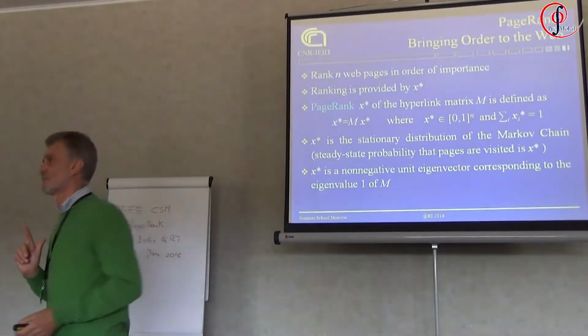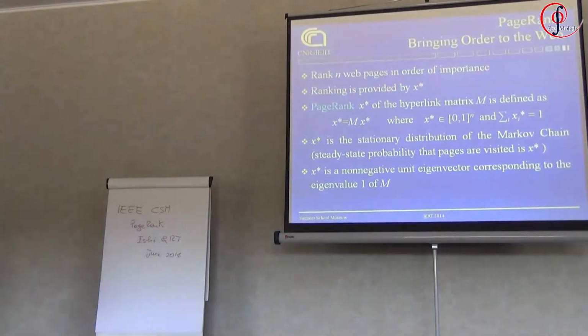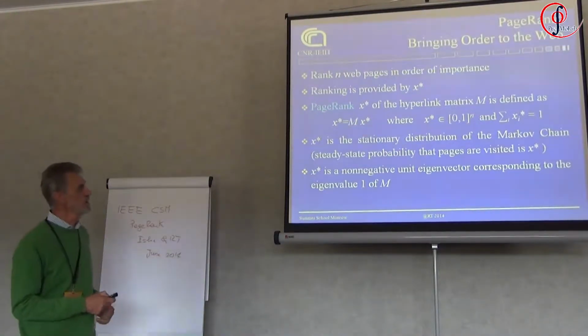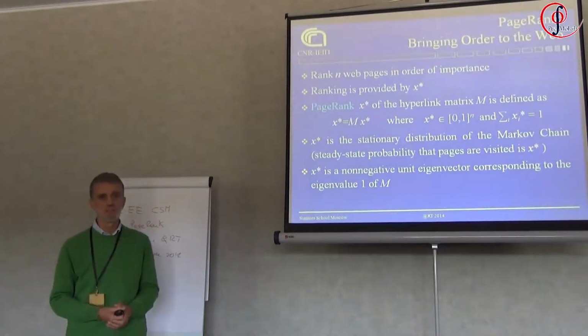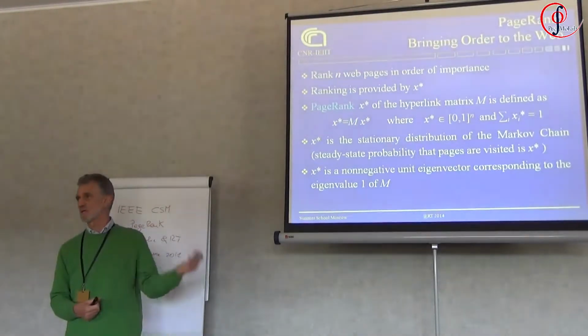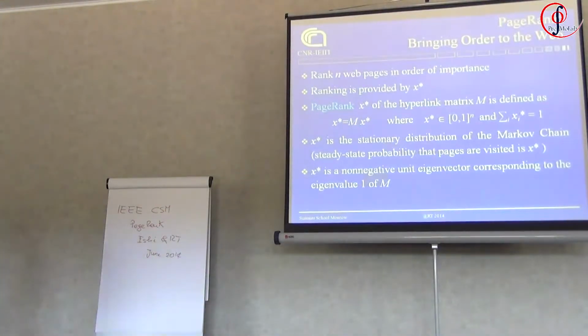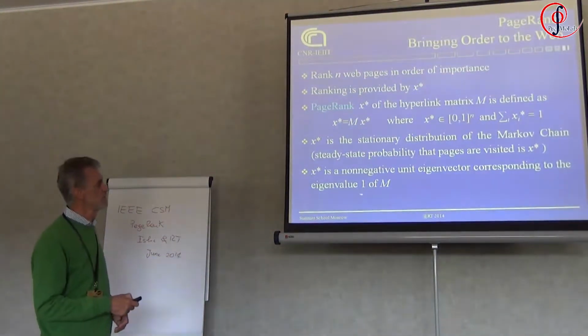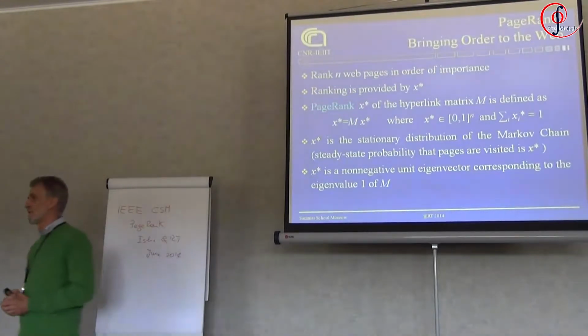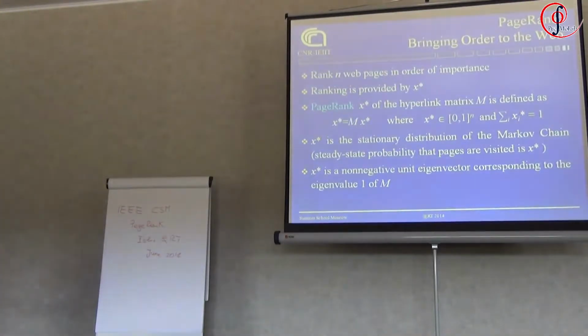There are two different interpretations. One interpretation is the Markov chain interpretation, which I gave you. x star is a stationary value of a Markov chain, which is a steady state probability that pages are visited. There is a second interpretation, which is a linear system interpretation. So x star is a non-negative unit eigenvector corresponding to the eigenvalue 1 of the matrix M. And the two interpretations are equivalent. It's just a matter of how to present it.